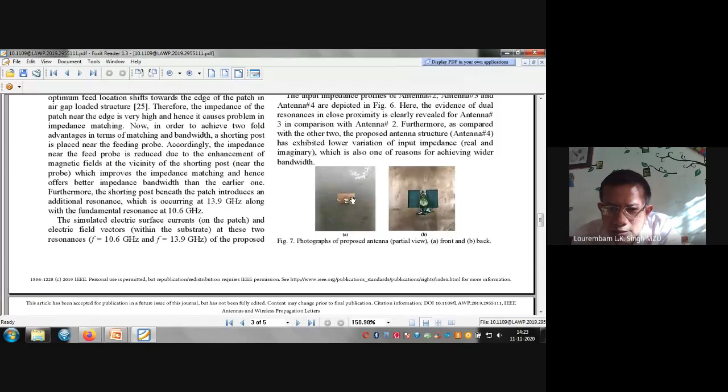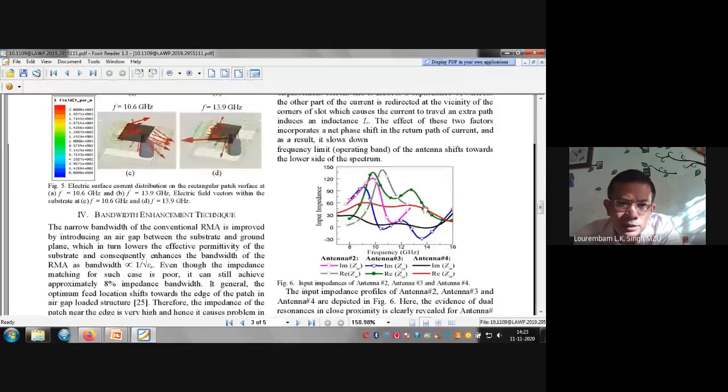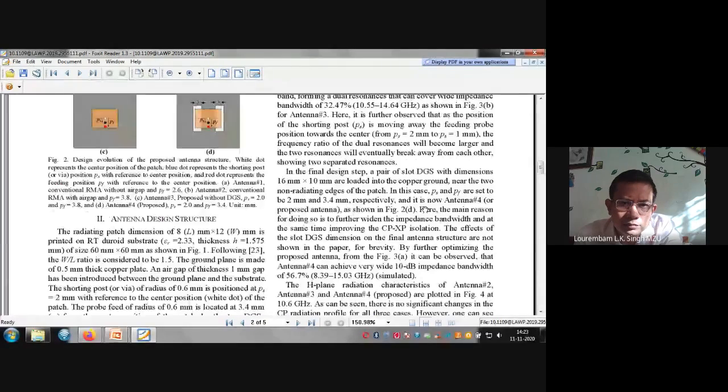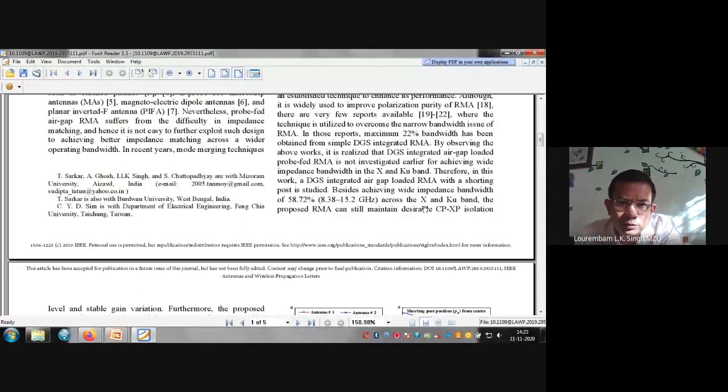This is the patch, and then this is the back side. There is a ground plane side. The cut is already made over there. So this is a probe which we fit. The coaxial probe is fitted over here. Okay, I just want to show.